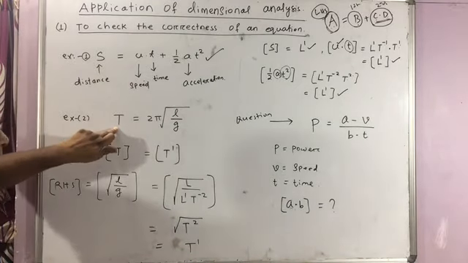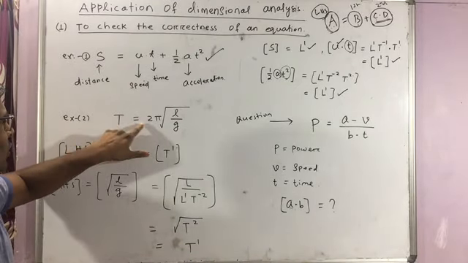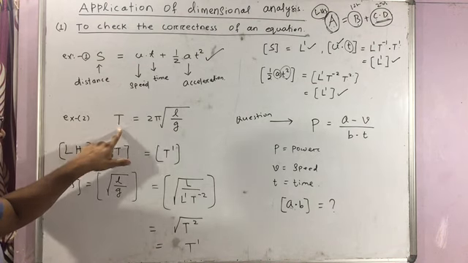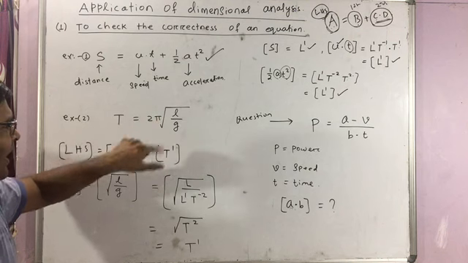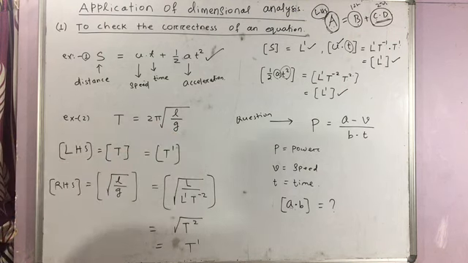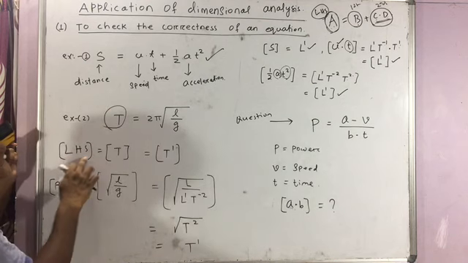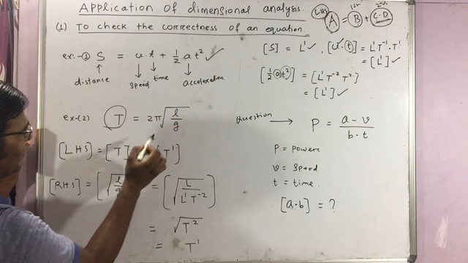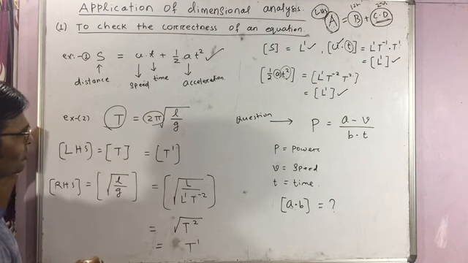Now comes the second example. T is equal to 2 pi root over L by G. Here T is the time period of a simple pendulum, an oscillating simple pendulum. L is the length of the simple pendulum. G is the acceleration due to gravity. Now you see the dimension of LHS. It is the time, so dimension is T1. Right side, 2 pi is a dimensionless quantity.